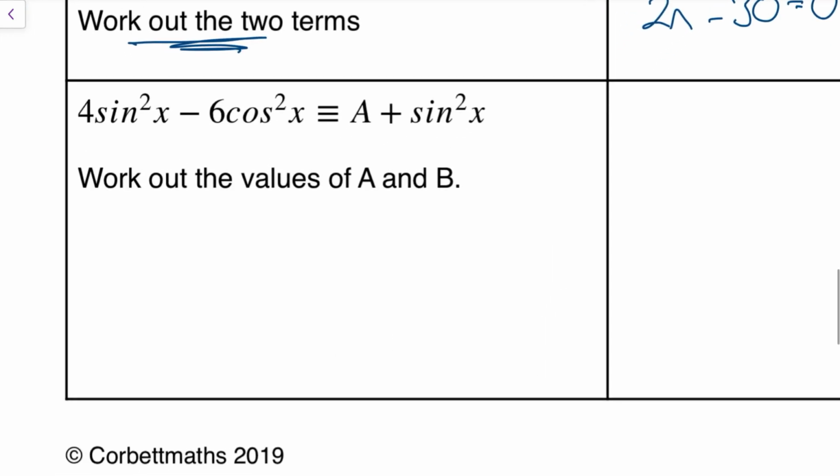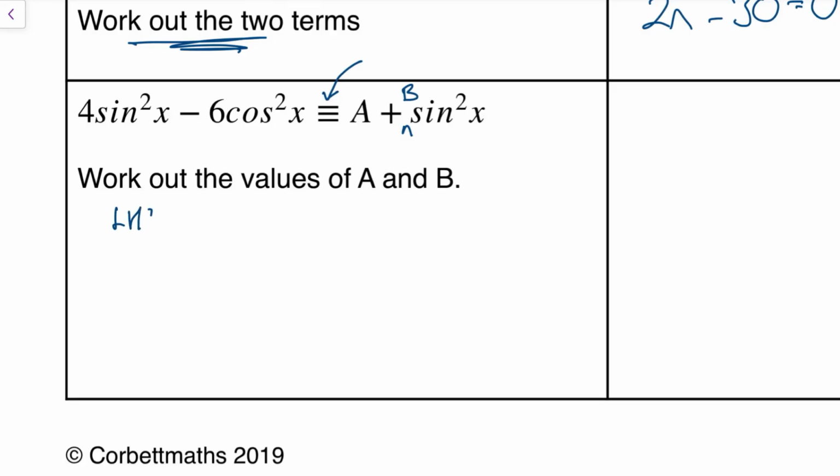Final question. 4 sine squared x minus 6 cos squared x is equivalent to a plus b sine squared x. So this is an identity, which means everything on the left equals everything on the right. Work out the values of a and b. Oh, I don't know what b is. Okay, thinking about what the answer is going to be, I think there's supposed to be a b here. So I'm going to assume there's a b there because I think I know where this question's going.